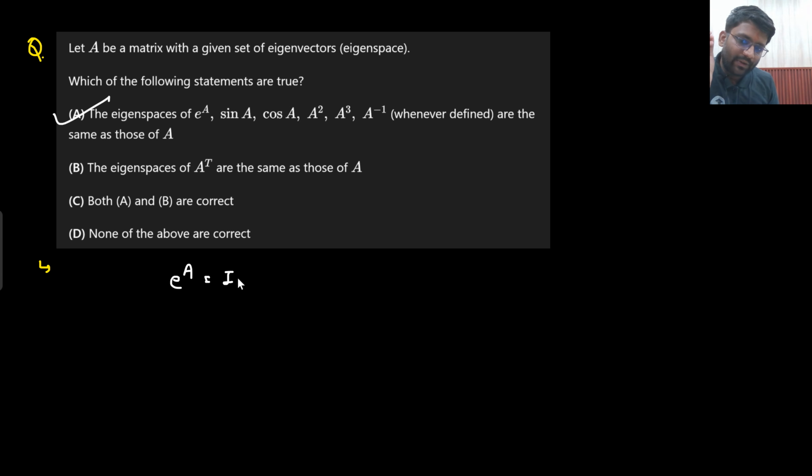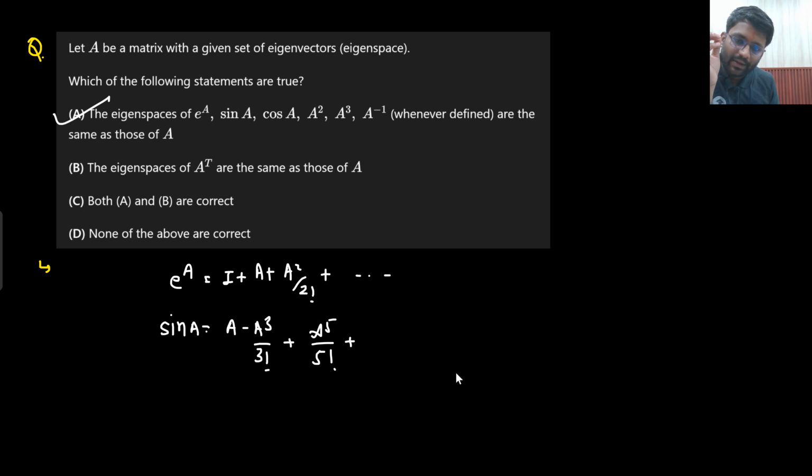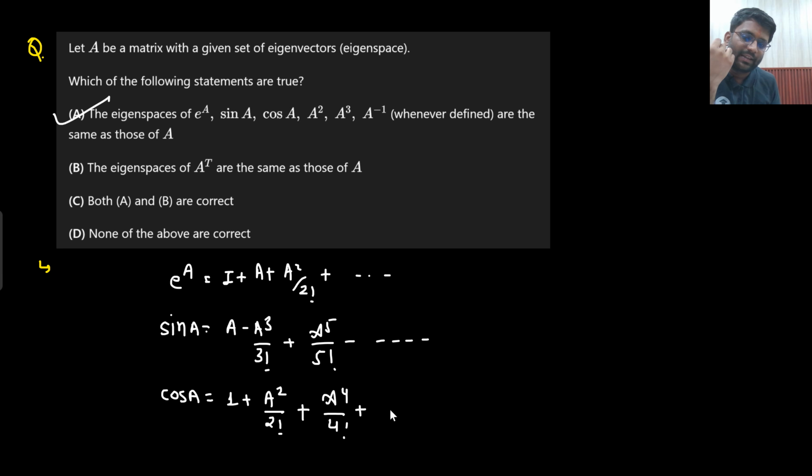What is the expansion of e to the power A? 1 plus A plus A square by 2 and so on. What is the expansion of sin A? It is A minus A cube by 3 factorial plus A to the power 5 by 5 factorial and so on. And for cos A? 1 minus A square by 2 factorial, a negative sign would come, and so on. So you can directly sense what the eigenvalues will be here: 1 plus lambda plus lambda square divided by 2 factorial and so on.